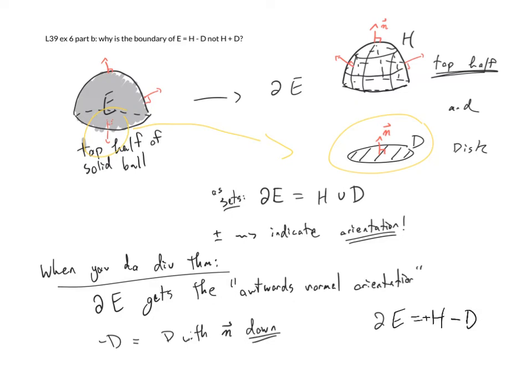And the reason it's nice to write this way is because these are surface integrals, so the integral over the boundary of E is going to be the same as the integral over H minus the integral over D. And so these pluses and minuses correspond to the pluses and minuses you get in the integrals.